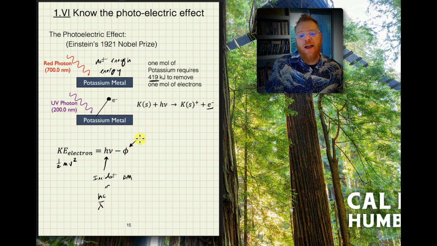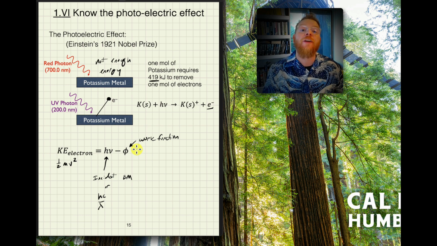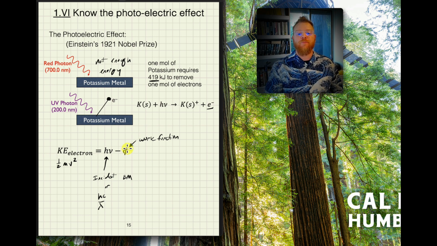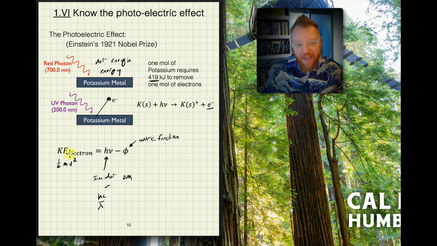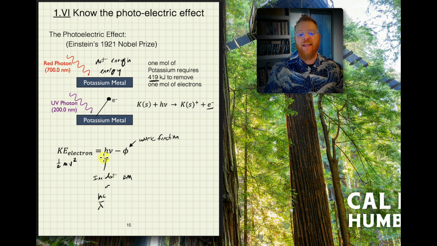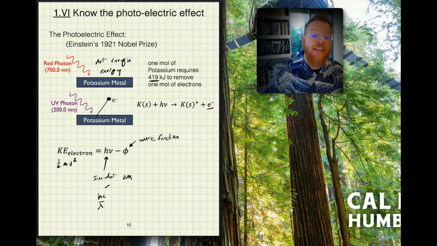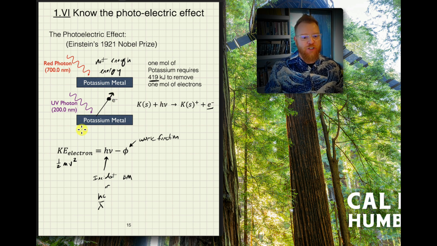And this phi is known as the work function. That is the energy required to ionize the electron. We notice here when these are both equal to each other, our electron will have 0 kinetic energy, and we call that threshold ionization. But when the incident EM radiation is more than the work function, there will be excess energy given to that electron in the form of kinetic energy.